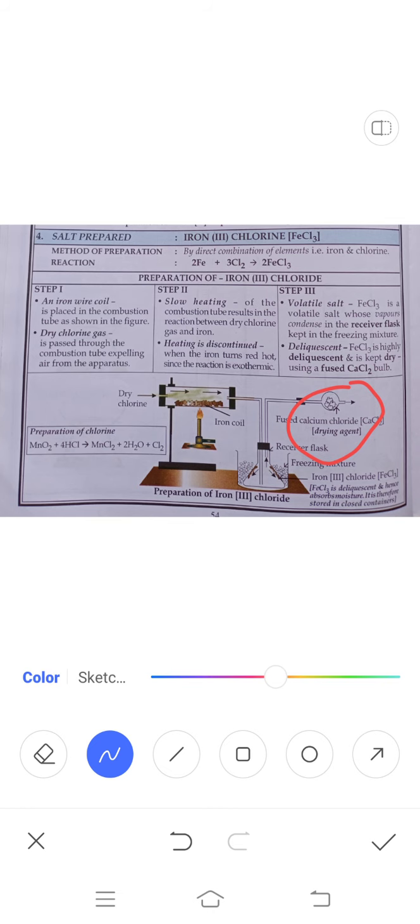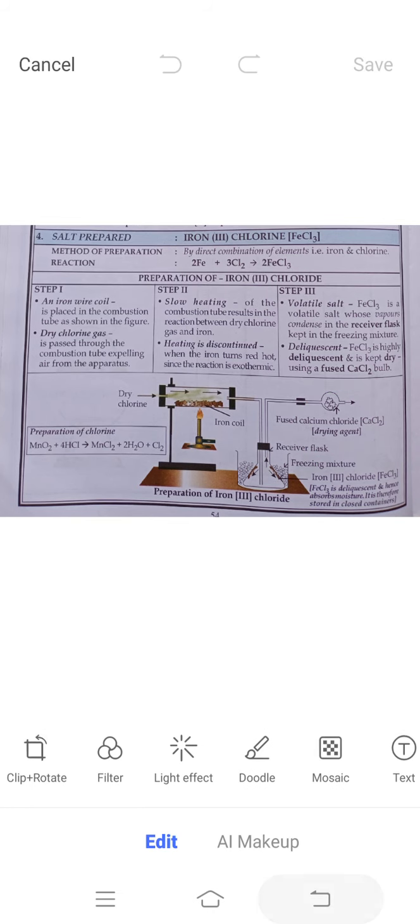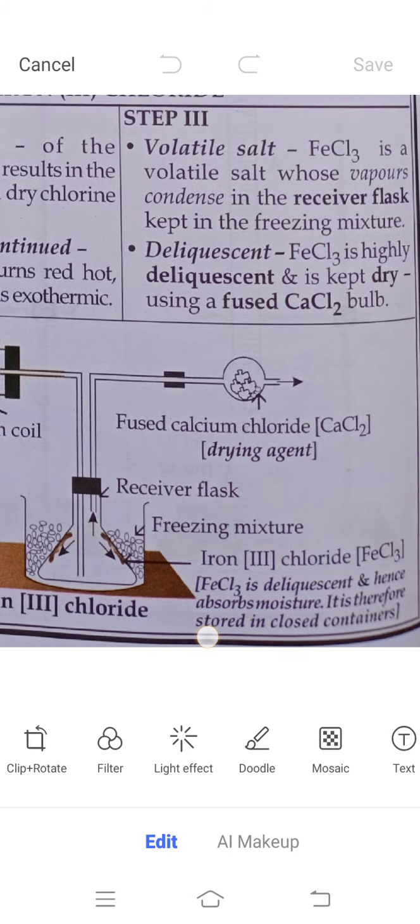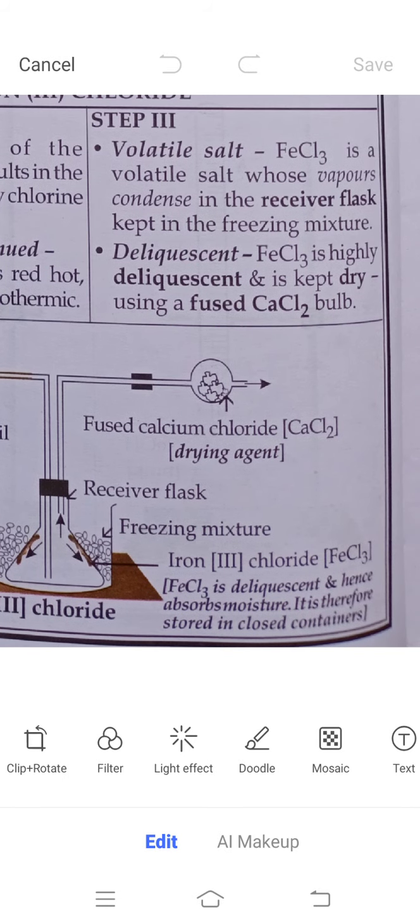Now in the second tube you can see in the diagram itself that there is one drying agent kept. Yes or no? Children, this drying agent is fused calcium chloride. Why is the drying agent kept here, children? Because it will absorb the moisture or any other water content if present.